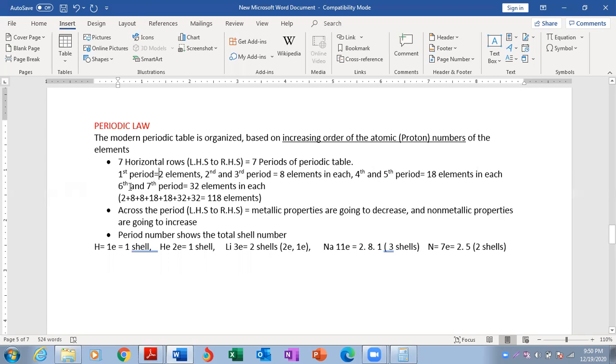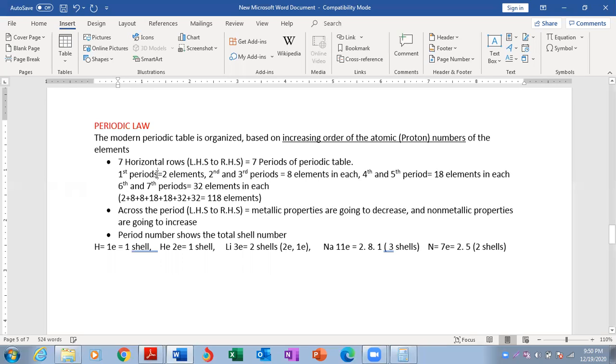The horizontal rows which are moving from left hand side to right hand side have the 7 periods of the periodic table. The first period keeps 2 elements, the second and third keep 8 and 8 elements, the fourth and fifth periods keep 18 elements each, and the sixth and seventh periods keep 32 and 32 elements. Okay, our periodic table is now completed because all of the periods have been filled.